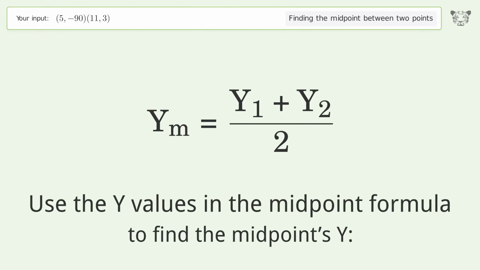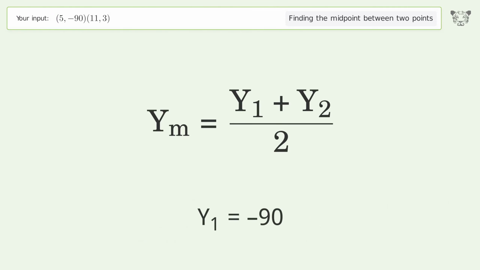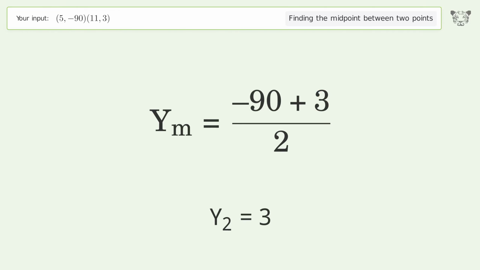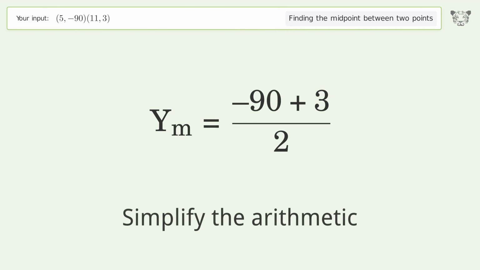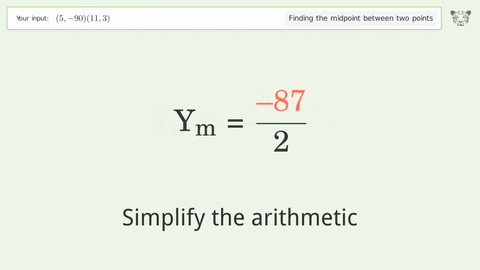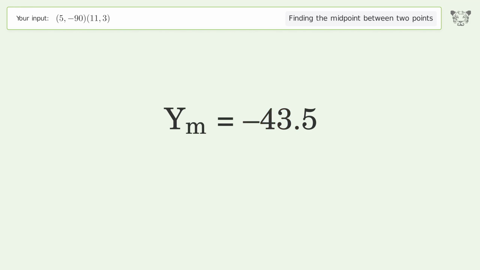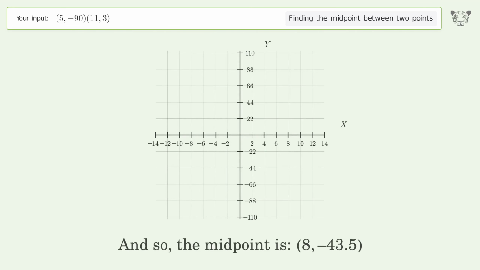Use the y values in the midpoint formula to find the midpoint's y. y1 equals -90. y2 equals 3. Simplify the arithmetic. And so, the midpoint is 8, -43.5.